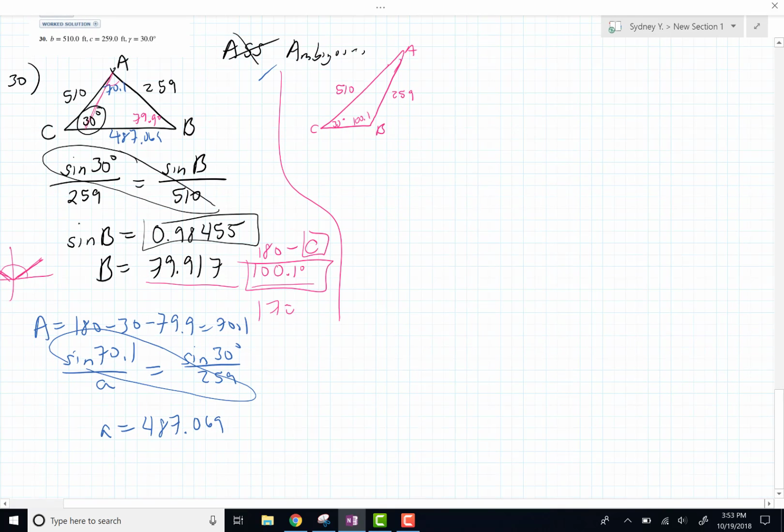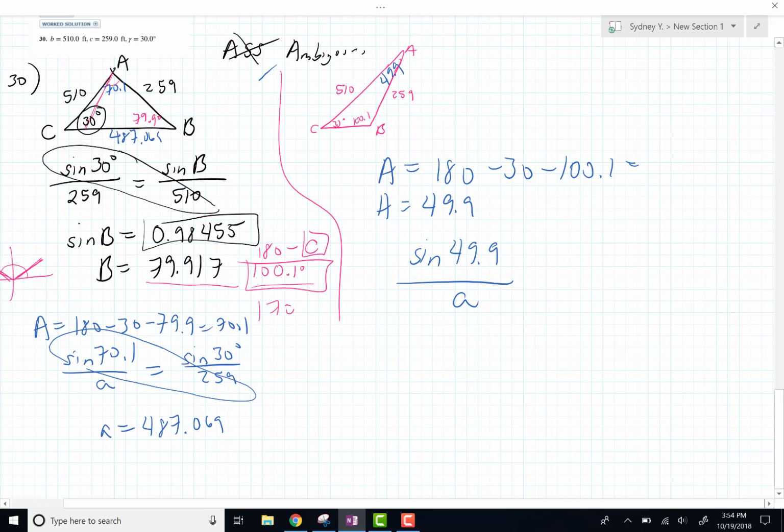And then you just go and finish this second triangle. So if the B was 100.1, then the A would be just 180 minus 30 minus 100.1, just from 180 degrees in a triangle, nothing fancy there. We get 49.9. So that's 49.9 in there. And then you could find side A by doing law of sines. The sine of A over its opposite side equals the sine of 100.1 over its opposite side.